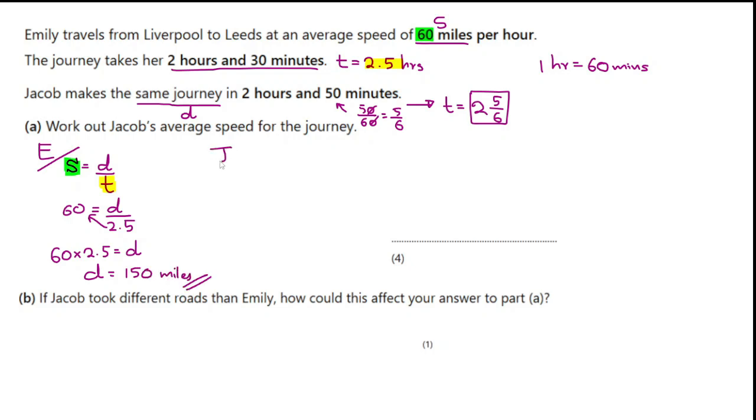Now let's look at Jacob. Speed is equal to distance divided by time. We need to calculate his speed. Distance traveled by Jacob is the same because it's the same journey, so I can put 150. And I know the time for Jacob is 2 hours and 5/6 of an hour. So let's substitute 2 and 5/6.